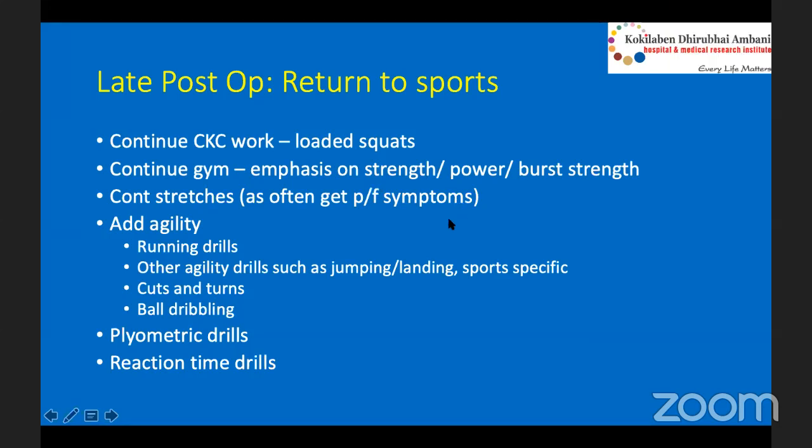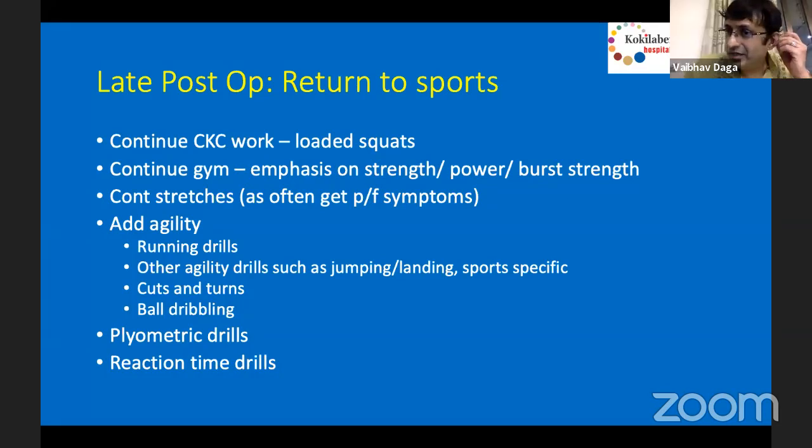So I'm asking whether quads and ham muscles will be an important factor for the ACL reconstruction after the ACL injury. Yes, of course, absolutely. It is going to be. It is not only quads and hams, but of course, even your hip musculature is going to be an important factor after an ACL injury.